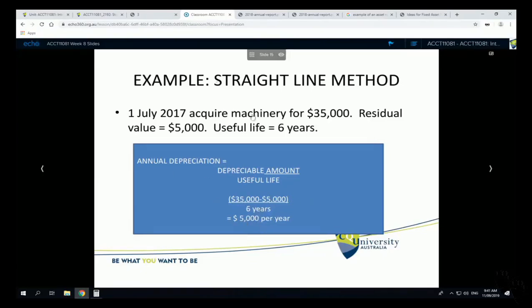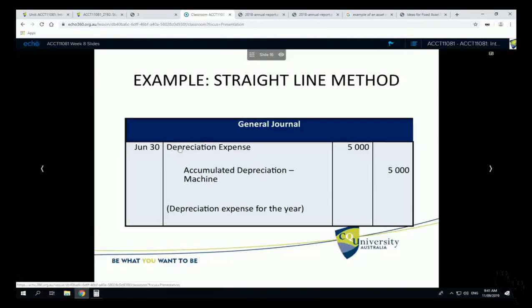Okay, so the $5,000 per year, we've said every year now we're going to depreciate, put into our journal entry, $5,000. Nice and easy. Debit, depreciation expense, $5,000. Credit, accumulated depreciation from the machine, $5,000 at the end of the financial year. And we're going to put a little narration that says depreciation expense for the year. Okay, so fairly straightforward, fingers crossed.